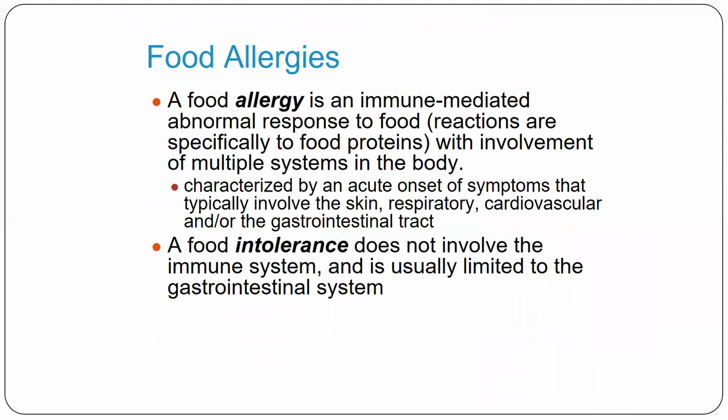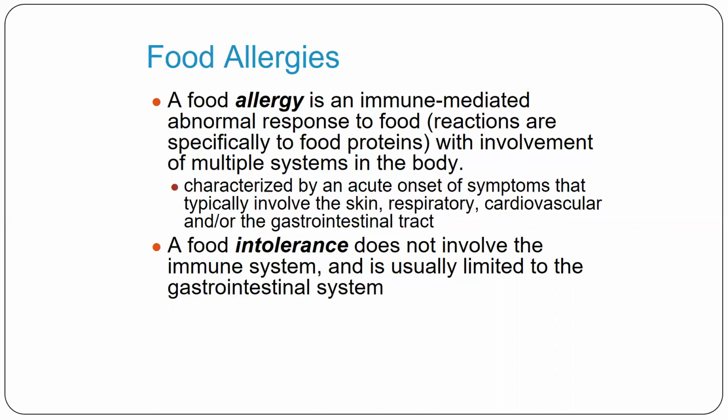Food allergies, you've probably heard me talk about, is something I'm very familiar with because both of my kids have them. It's an immune-mediated abnormal response to food, usually the protein in the food. It involves multiple symptoms. When you have a food that you have an allergy to, the immune system responds, usually very quickly or acutely. That response typically involves the skin, so think about getting a rash or hives. Respiratory, think about having trouble breathing and wheezing. Cardiovascular, so think about a rapid heart rate. And of course the GI tract, think about vomiting and diarrhea after eating a food you're allergic to.